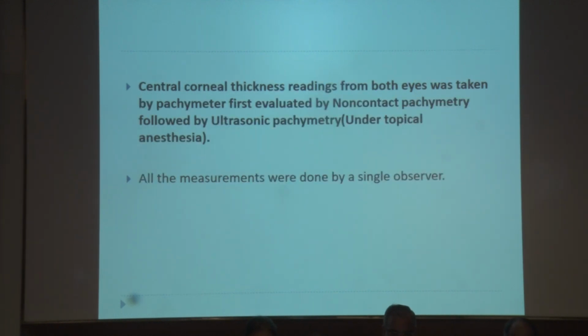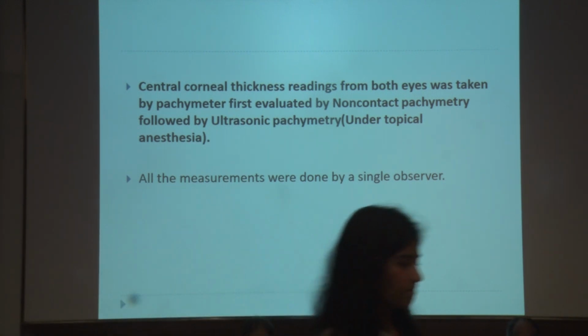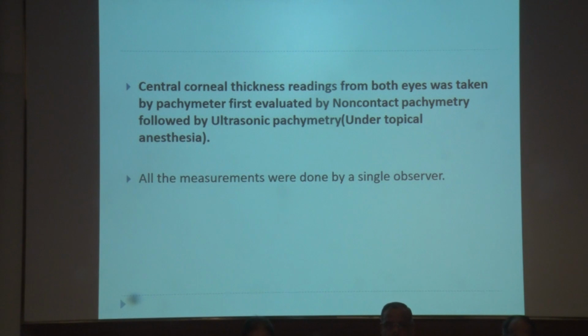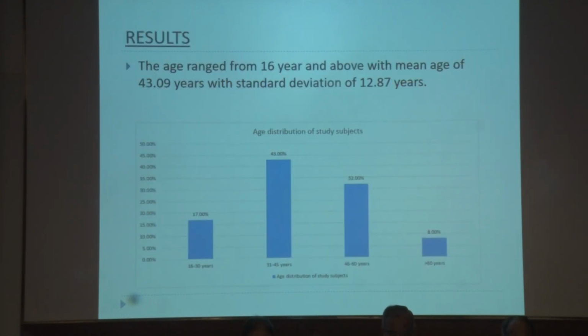First, the central corneal thickness was measured with the non-contact pachymeter, and after 10 minutes of taking the reading, then with the ultrasonic pachymeter. The CCT was compared under topical anesthesia, and all the measurements were done by a single observer.